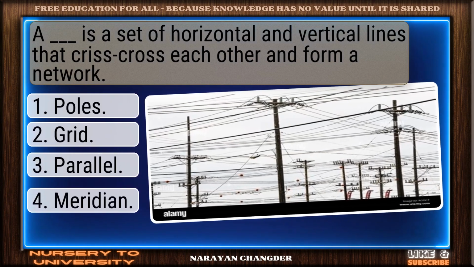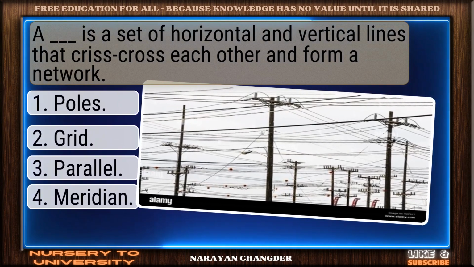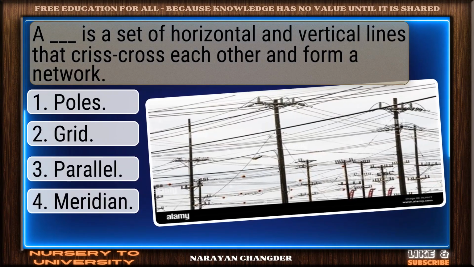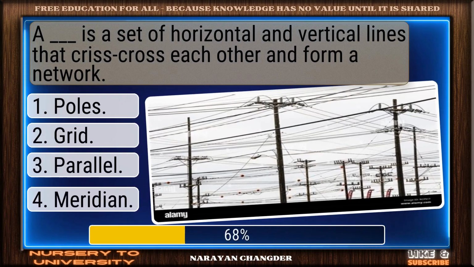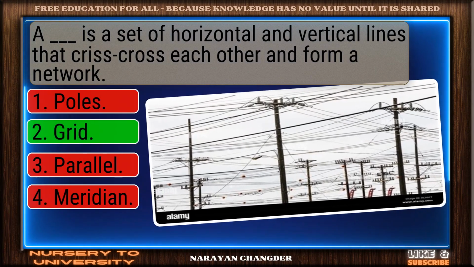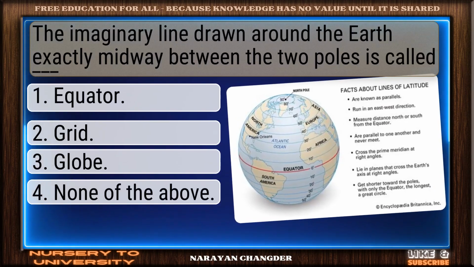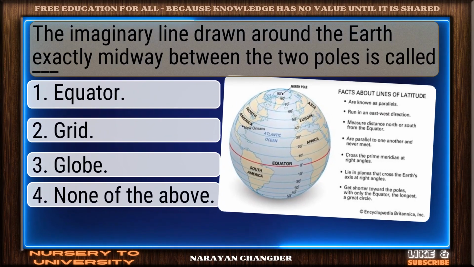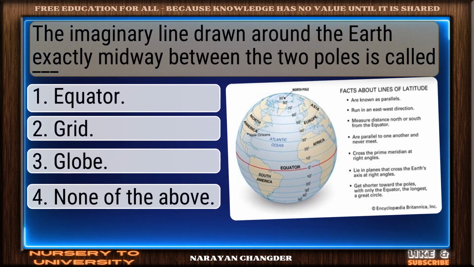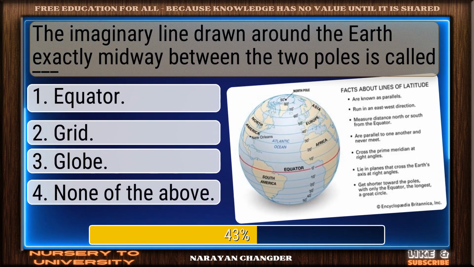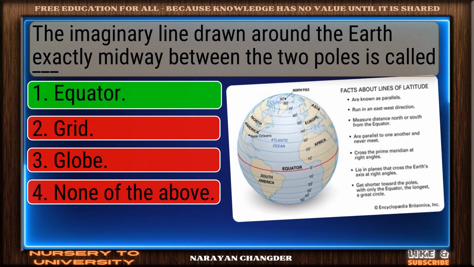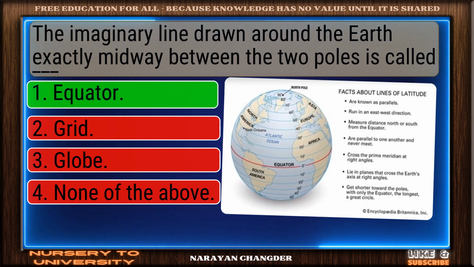A dash is a set of horizontal and vertical lines that crisscross each other and form a network. Smart move. Grid is an accurate answer. The imaginary line drawn around the Earth, exactly midway between the two poles, is called dash. Well done. Equator is the right choice.